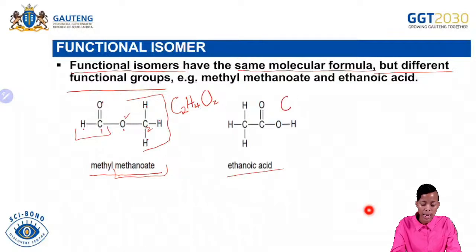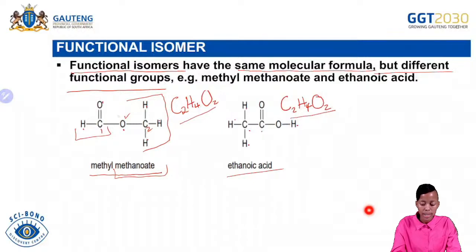Then next we check this one. How many carbons do we have there? It's 2 carbons, and how many hydrogens? It's 1, 2, 3, and then 4. And how many oxygens in total? We have 2 oxygens. So again, going back to the definition, functional isomers have the same molecular formula, you have verified that, but different functional groups, okay?